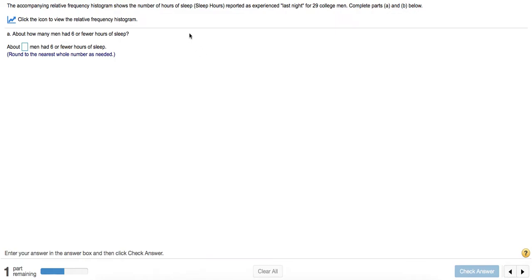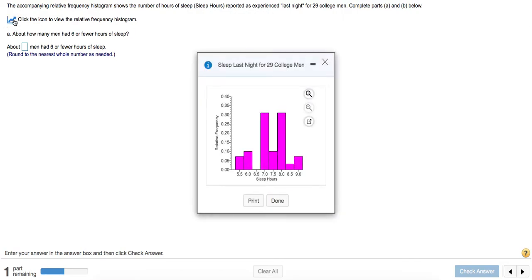In this question, we're going to use a relative frequency histogram that shows the number of hours of sleep as experienced by 29 college men. So I'm going to open up the relative frequency histogram, and part A asks about how many men had 6 or fewer hours of sleep. So we want all of the data that comes from this bar and this bar.